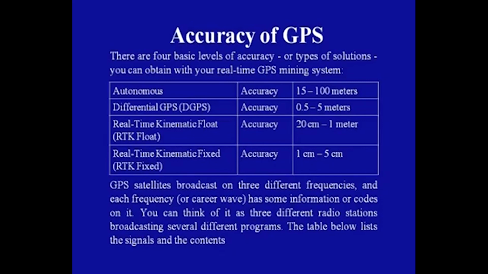GPS satellites broadcast on 3 different frequencies and each frequency has some information or codes on it. You can think of these as 3 different radio stations broadcasting several different programs. In our next session, we will focus on the different solution methods which can be obtained through a GPS observation procedure, and what could be the possible sources of errors while taking an observation.